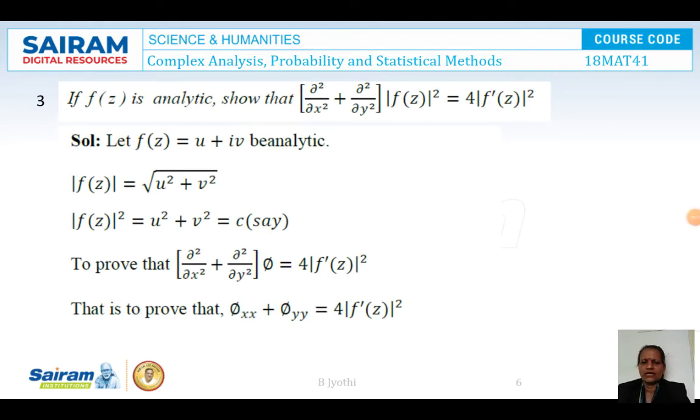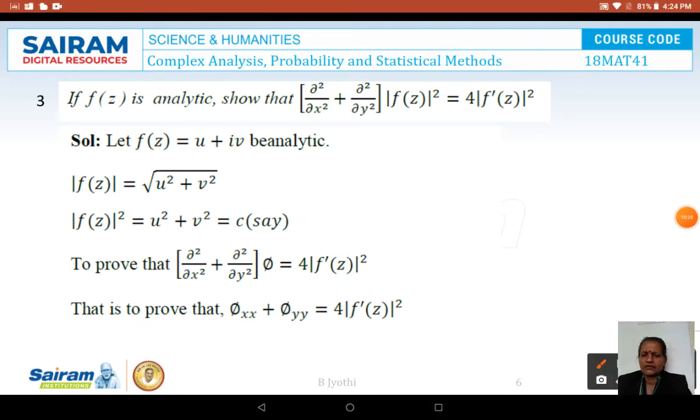Next problem. If f of z is analytic, show that dou square by dou x square plus dou square by dou y square of modulus f of z the whole square is equal to 4 times modulus f dash z whole square. So let f of z is u plus iv be analytic. Then modulus of that will be equal to root of real square plus imaginary square, that is u square plus v square. And when we take square on both the sides, u square plus v square is equal to a constant actually. We can say that as 5.